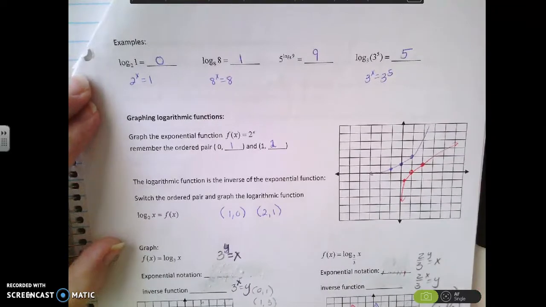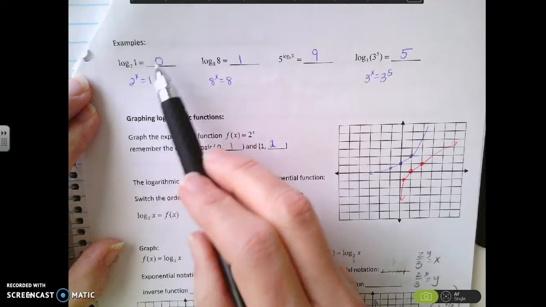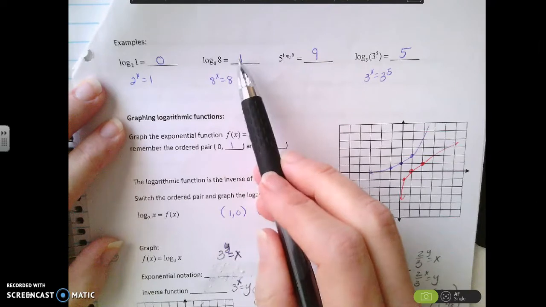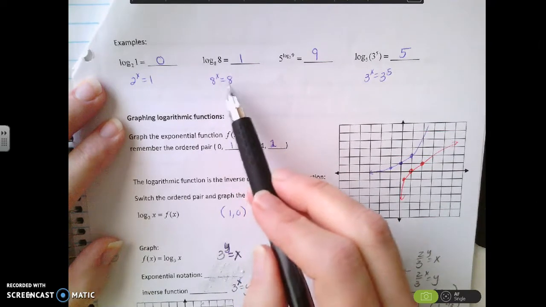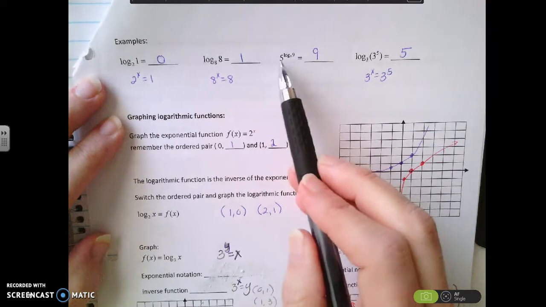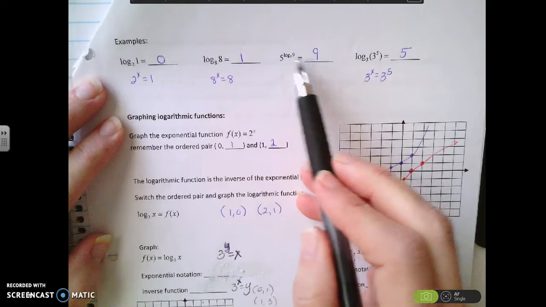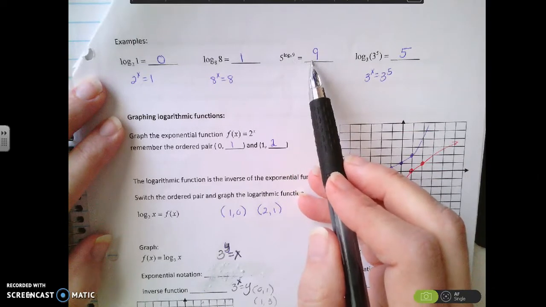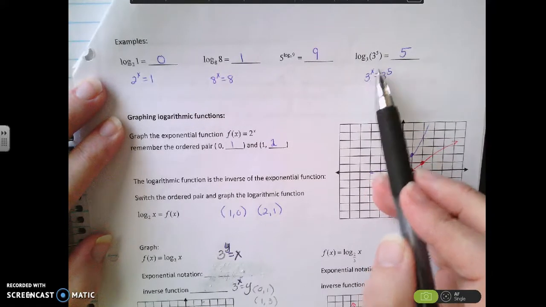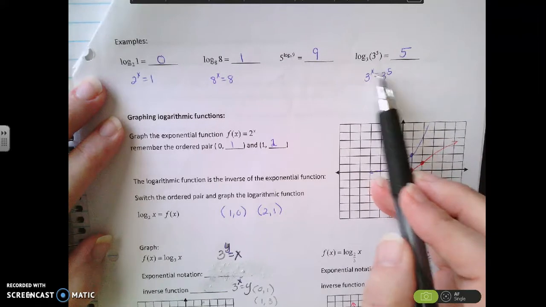Okay, so here are some examples. If I want you to fill in the blanks, this is saying 2 to what power equals 1. So x would have to be equal to 0. This is saying 8 to what power equals 8. So x has to equal 1. This is using that composition of functions. Again, our 5s are the same, so our exponents have to be the same. So our missing piece is 9. And this one, again, we can justify with exponents. 3 to the x power equals 3 to the 5th power, so x has to equal 5.